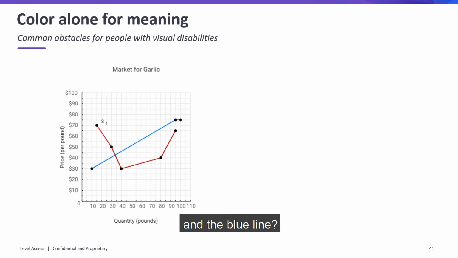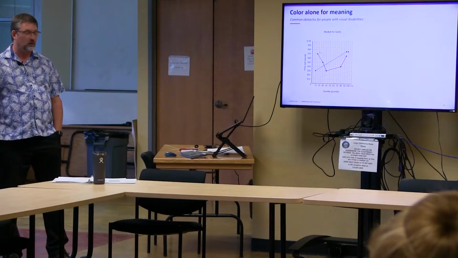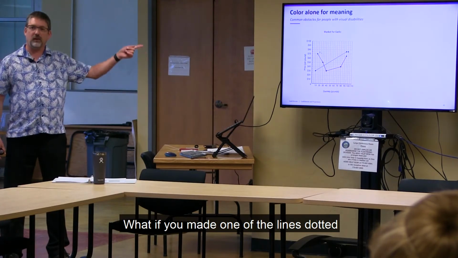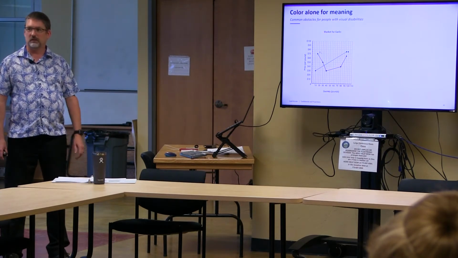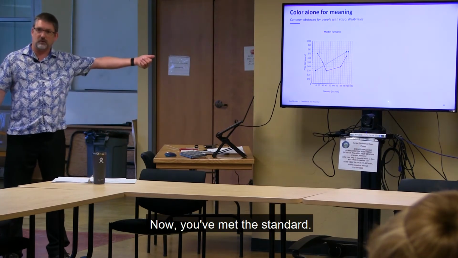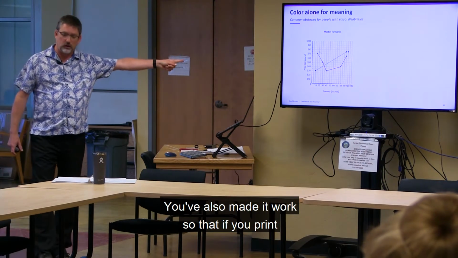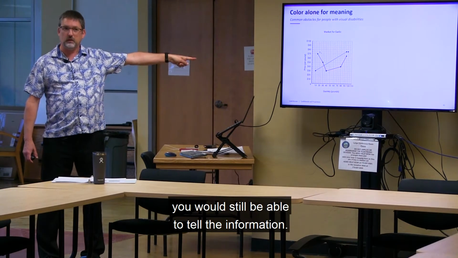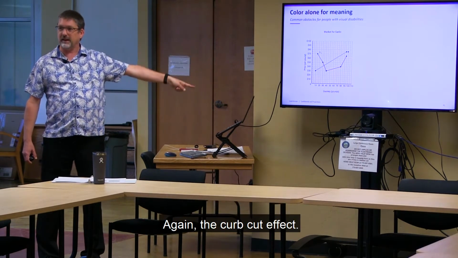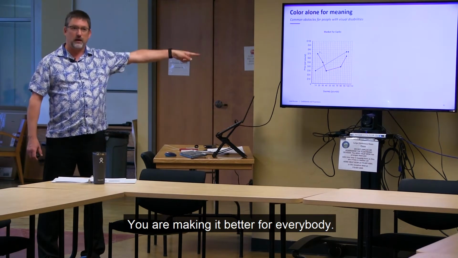What about a chart? What's the difference between the red line and the blue line? You can't tell. What if you made one of the lines dotted instead of solid? Now you've met the standard. You've also made it work so that if you print this out on a black and white printer, you would still be able to tell the information. Again, the curb cut effect. You are making it better for everybody.